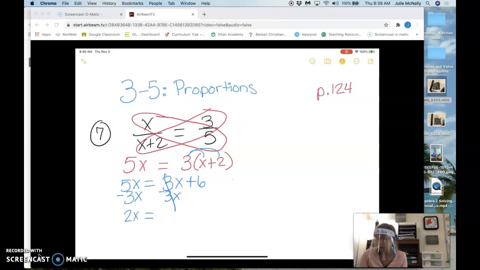more efficient. All right, so 2x equals 6, and then my last step will be divide by 2, and x equals 3. All right, and that's all for today.